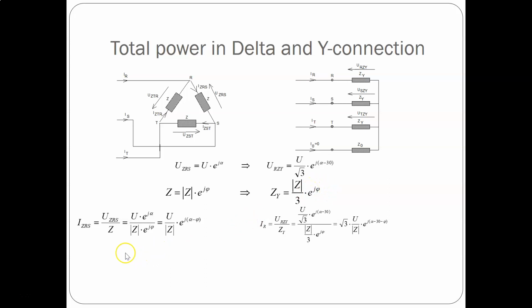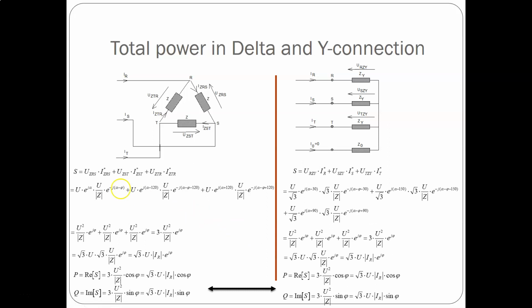So let's look at how the current will look. In general form, you will of course have this expression for the current. With alpha 0, the current is then lagging the voltage. So the definition for the Y connected load, you will have this expression. The thing here is that you also have the 30 degrees.